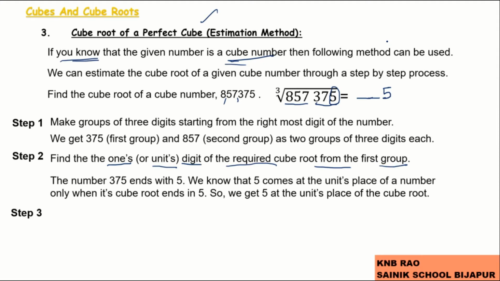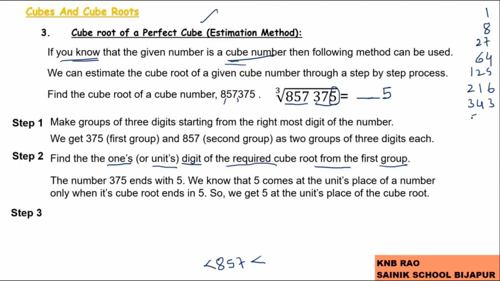Step 3. Now the important step comes. See here, the second group is 857. This 857 lies between which 2 perfect cubes? You have already learned perfect cubes: 1, 8, 27, 64, 125, 216, 343. Next, what do you have?